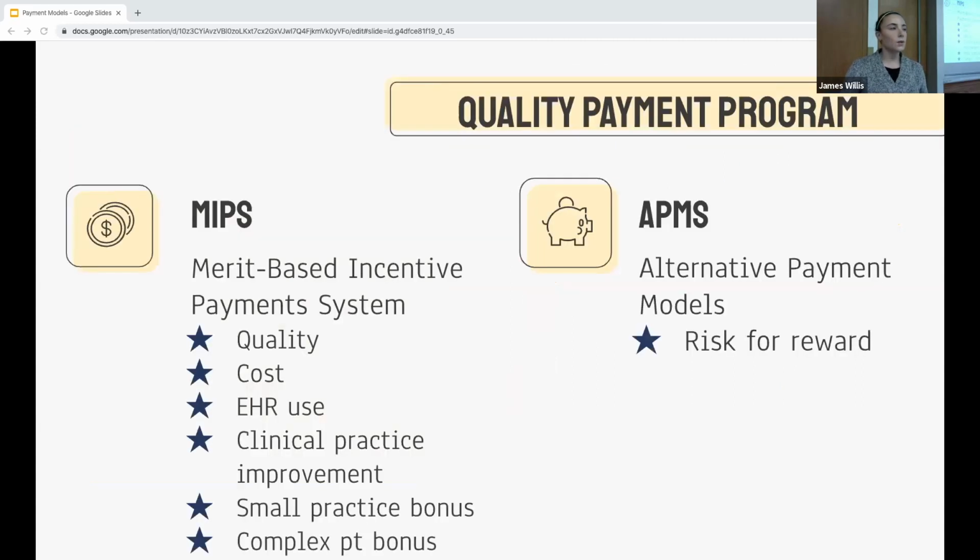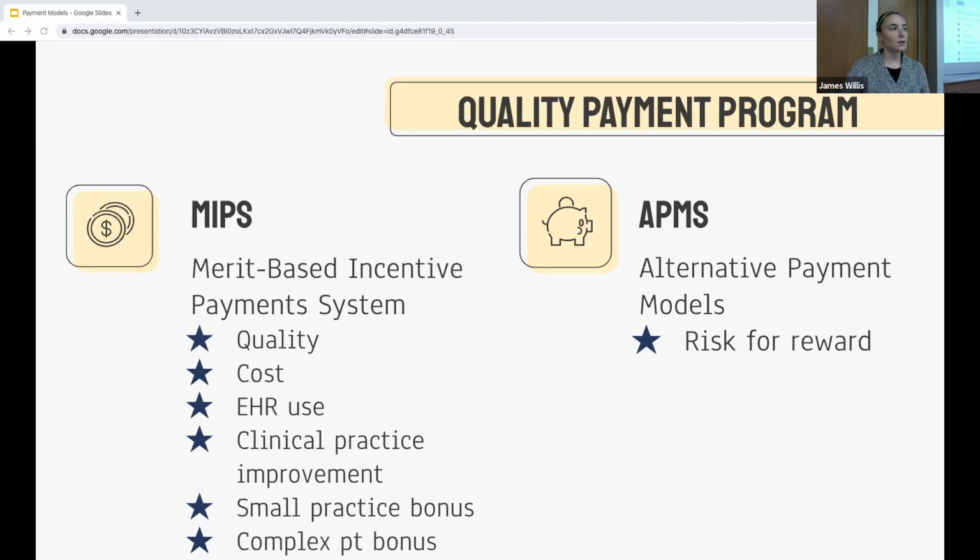So under these quality payment programs, a hospital system or a group of doctors has 2 different payment options that they can opt into. One of them is called MIPS, which is the Merit-Based Incentive Payment System, and the other one is called APMs, or Advanced Payment Models. So MIPS is open to individual providers, APMs is not, and we're going to go into some of the differences between these. So both of these are ways to reimburse based off of quality, and they basically encompass different sorts of metrics to do so.